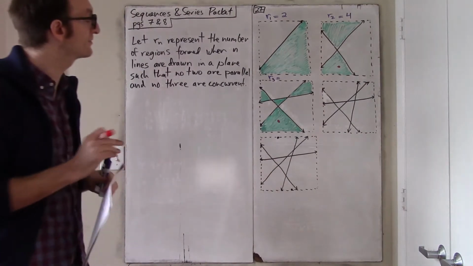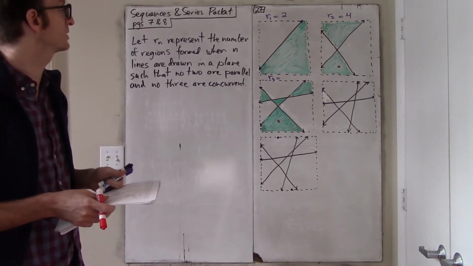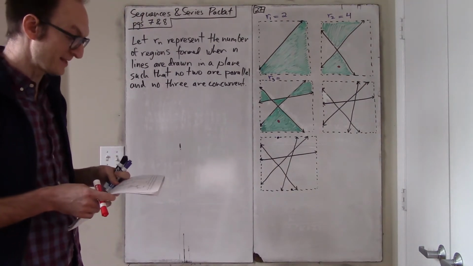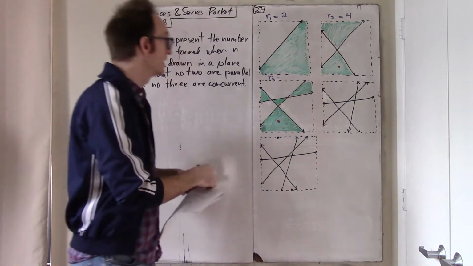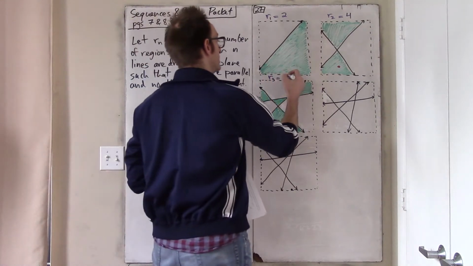Okay, that was the end of the... Oh, and so the answer is, well, you can just count, right? The answer is 7. So 1, 2, 3, 4, 5, 6, 7. Okay, so R3 is 7. Great.